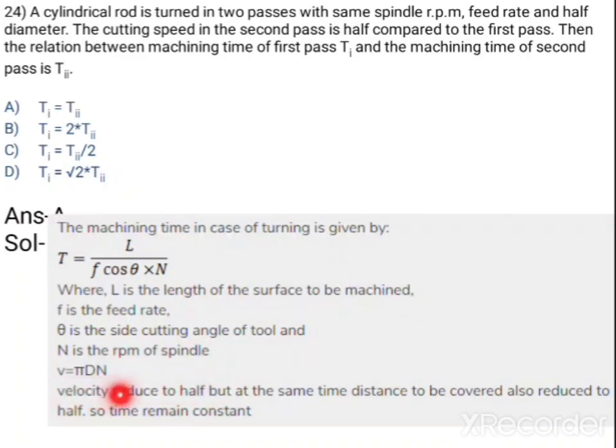Look at the question: velocity is reduced to half, but at the same time the distance to be covered is also reduced to half. So what will happen? We can say the time remains constant. So what we can conclude here is that time at the initial stage is equal to time of the second pass. So Ti is equal to Tf, that is nothing but option A, which is correct. Very easy question.